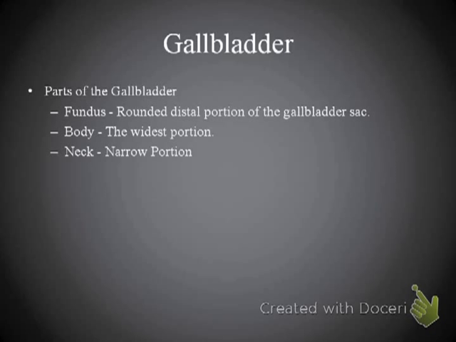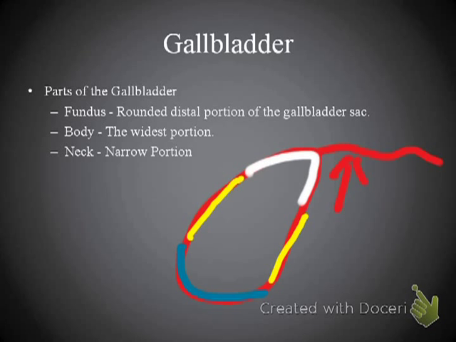Okay, parts of the gallbladder. We have the fundus, the body, and the neck. And so, if I draw a crude diagram of the gallbladder, with this being the cystic duct, we have this being the fundus, this being the body, and this being the neck.